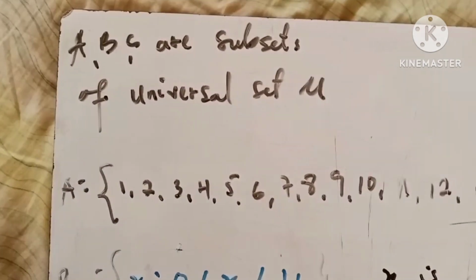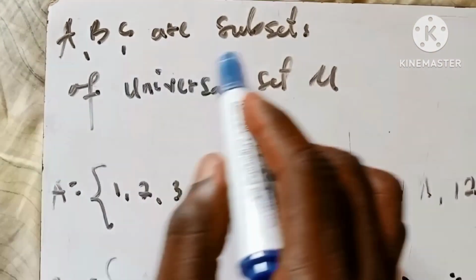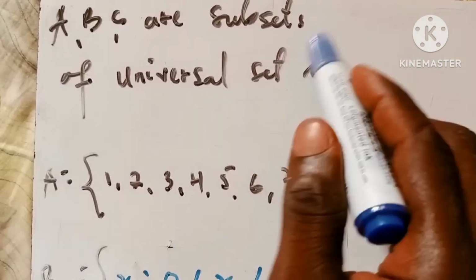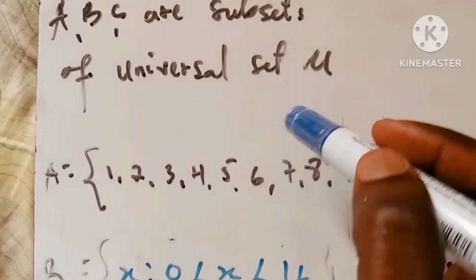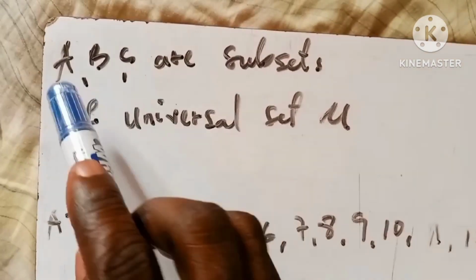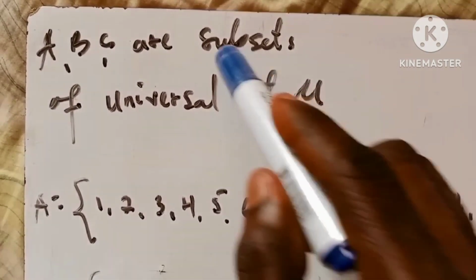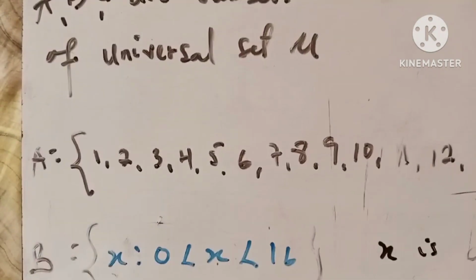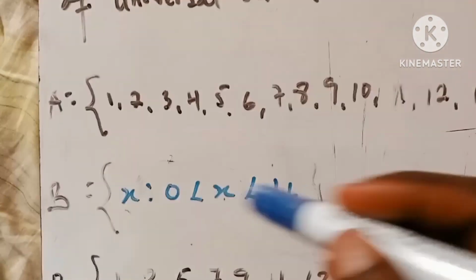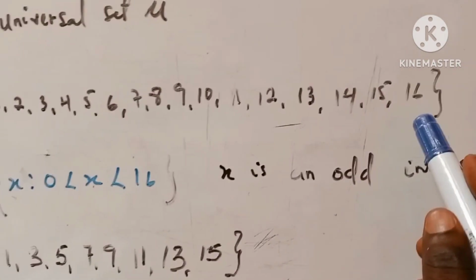According to the question, we were told that these three sets A, B, and C are subsets of the universal set. This is mu, right? If you don't know how to pronounce this, don't worry yourself. All that matters is that you must know what you are doing. So what it means here is that A, B, C are inside this set, right? That's the meaning of subset here. Now we are given A to be 1 up to 16, so make sure that you list everybody.